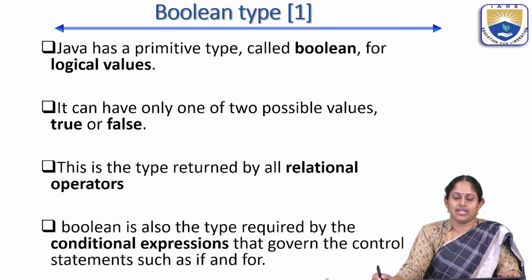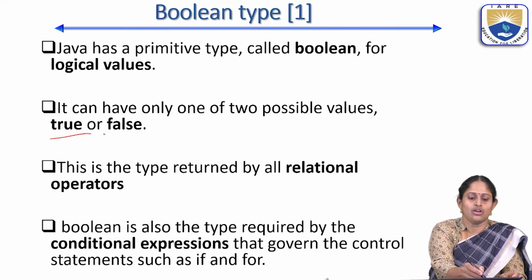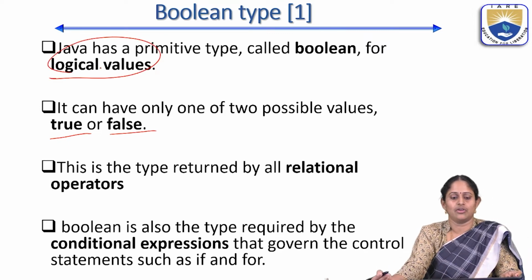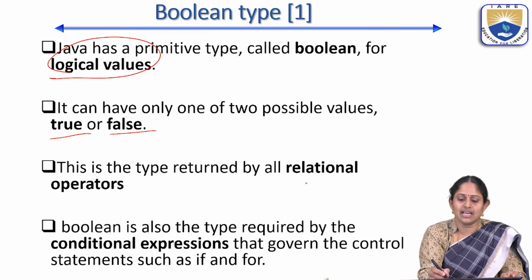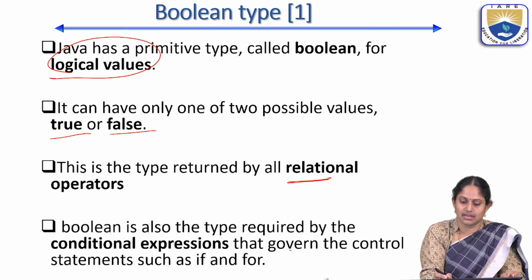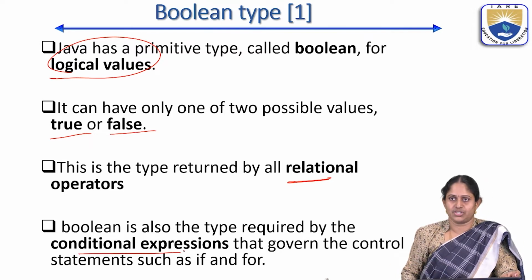Next one is the Boolean, which can accept only two types of values: true or false. These are logical values, and they are used along with relational operators or conditional expressions.